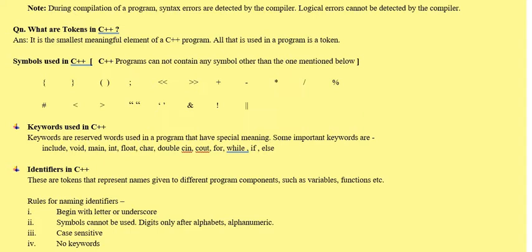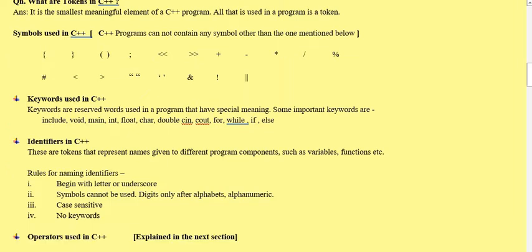For example, symbols that are used are all tokens, and they have specific meaning. Brackets are used, hash is used, plus, minus, into, by, mod is for finding the remainder, and etc. You will learn them when you start working in the practical session.